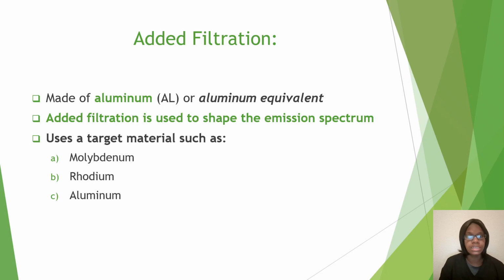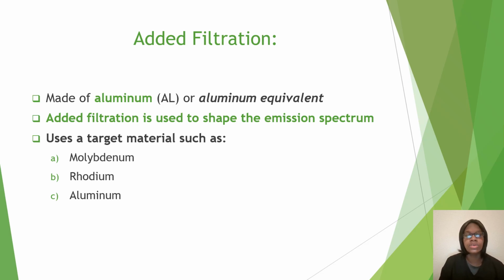The added filtration is made of aluminum or aluminum equivalent. The added filtration is going to shape the emission spectrum, and the materials for the added filtration are molybdenum, rhodium, and aluminum. Just keep in mind the three target materials most commonly used are molybdenum, rhodium, and tungsten, but specifically for added filtration, it's molybdenum, rhodium, and aluminum. I just want to make sure that you all do not get confused with that.